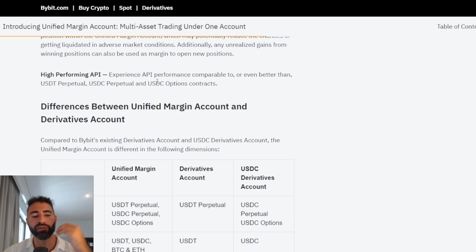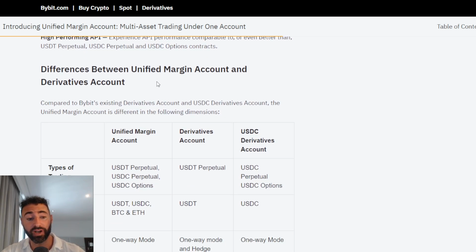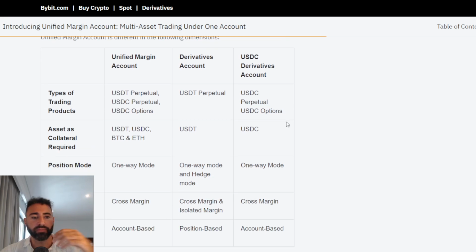Anyways, okay, so let's move on now and get into a little bit more of the nitty gritty and talk about some cons or considerations. Maybe that is a better way of putting this, because for most people, this would be a no-brainer or a benefit. One, assets required as collateral. We've already gone over this. Types of trading products, you are obviously limited to these.